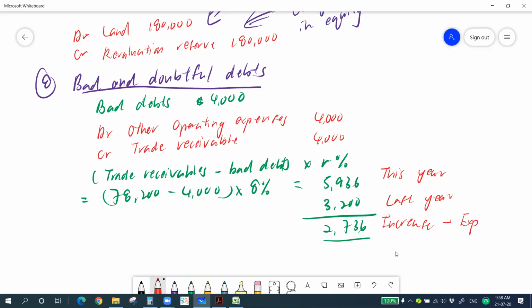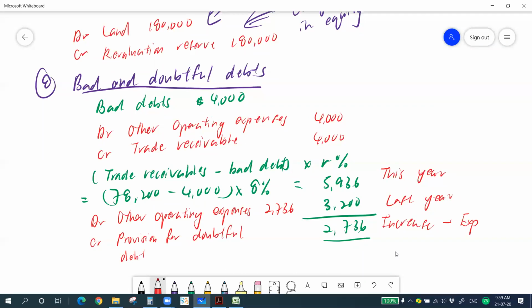So double entry: we debit other operating expenses. We credit provision for doubtful debts. So this is the answer.